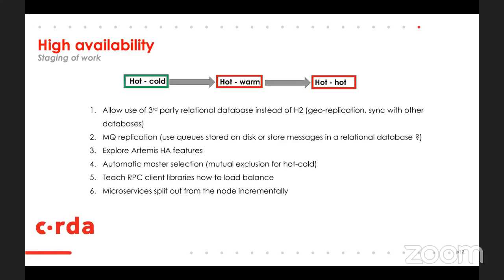And then lastly, this is something for the long term, is to split out the microservices from the nodes gradually until the node is left with just bare functionality, and everything else that is taken out can have HA applied to it.